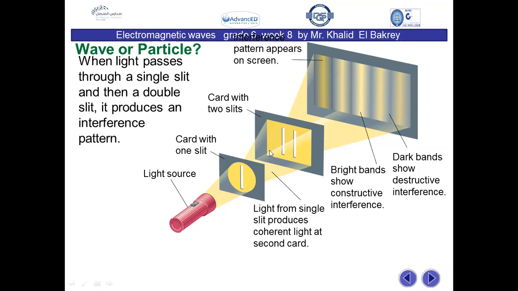The word polarized means that because light is made up of two fields that are perpendicular to each other, one of them will pass through the slits and the other will not.